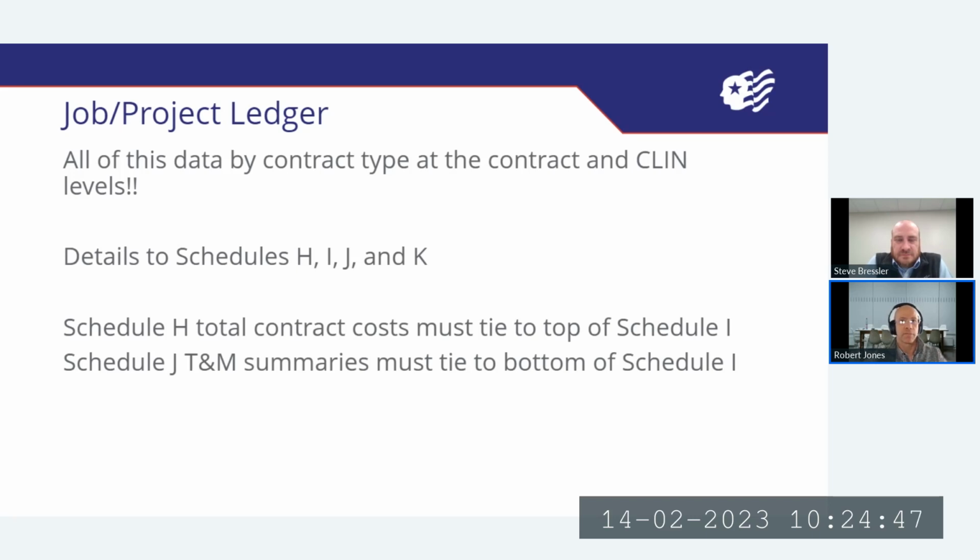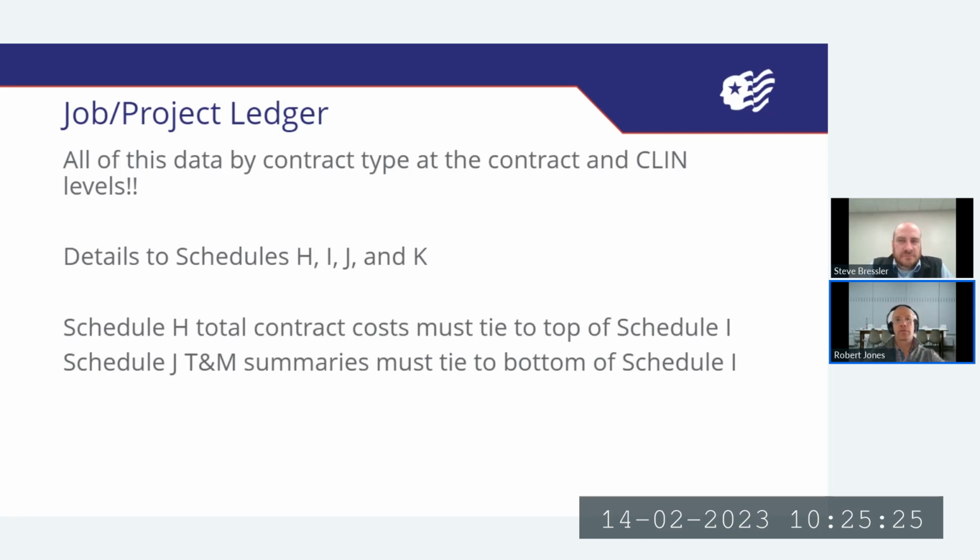A couple of notes about some things that need to tie or reconcile here. My Schedule H, total contract costs, must tie to the top of Schedule I when I'm talking about cost type contracts, okay? So that's one thing that we're going to tie out. Similarly, Schedule J and my T&M summaries must tie to the bottom of Schedule I. So when we look at Schedule I, there's two sections on there. The top portion is for my claimed costs and invoiced amounts for my cost type contracts, and the bottom portion is focused on my T&M.